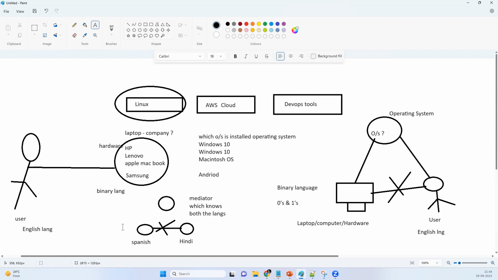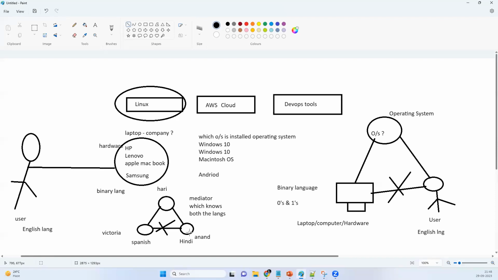For example, this is Anand, and this is Victoria. Something like this is Hari. Hari knows both the languages, Spanish and Hindi. So if you want to communicate from Anand to Victoria, we are using Hari. Hari is the mediator. Hari knows both the languages.